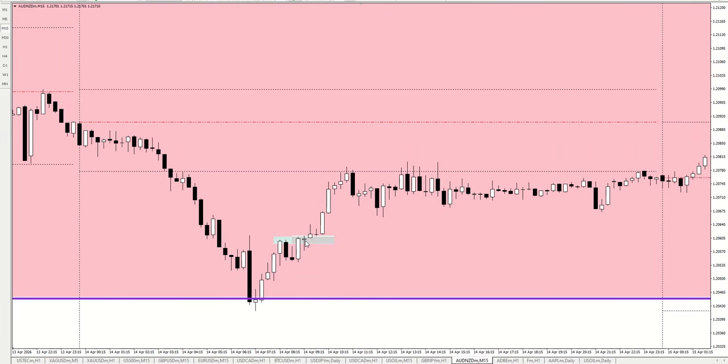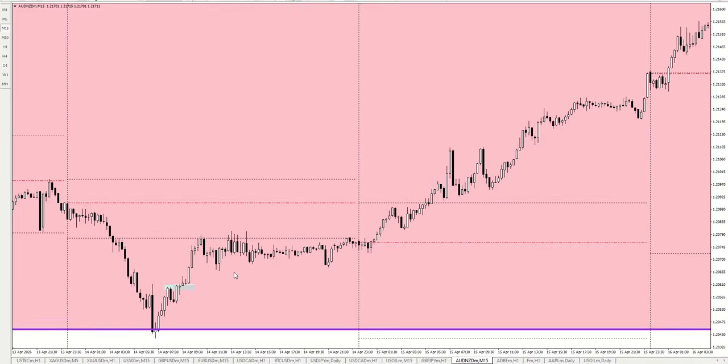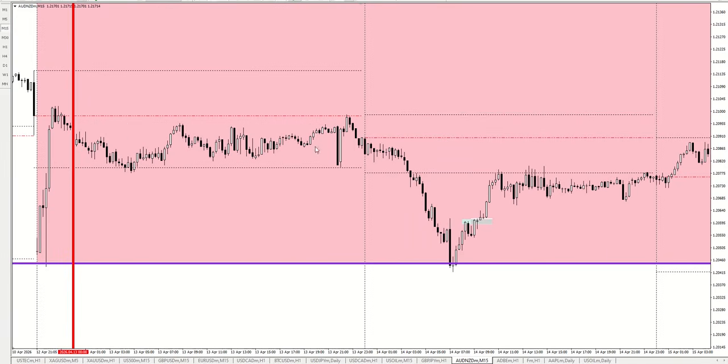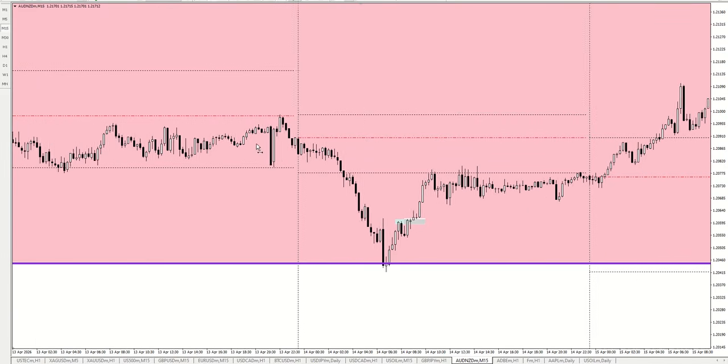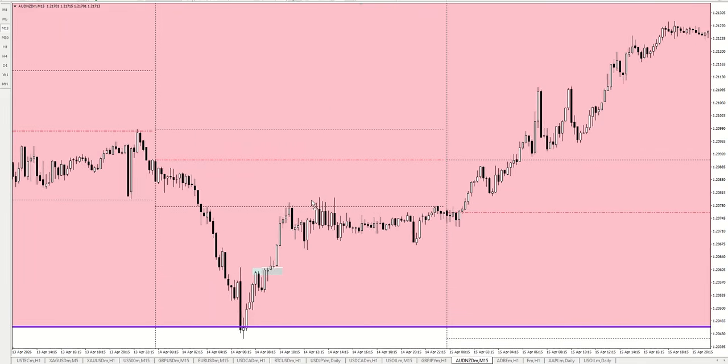So I took it here. Why? Because I knew that they've stop hunted the low. So my advantage was the low of the previous week. And this indicator is in my description. It has all these indicators in one indicator for MT4 and MT5. All right, specifically for MT4, MT5.